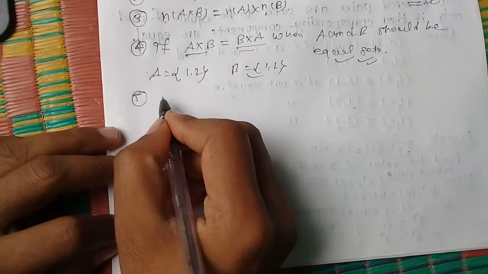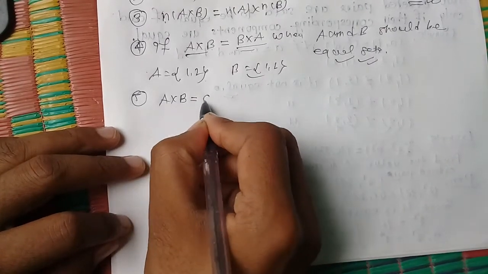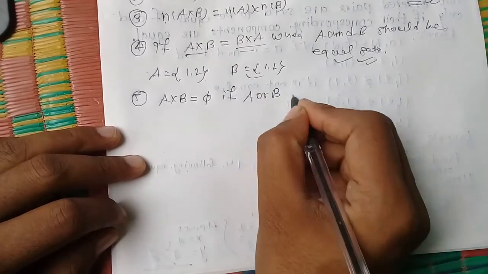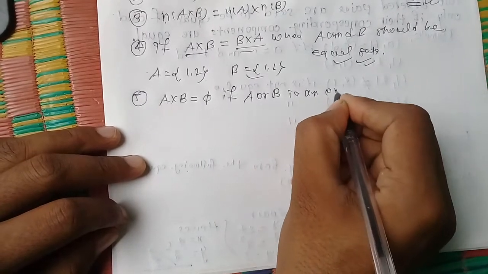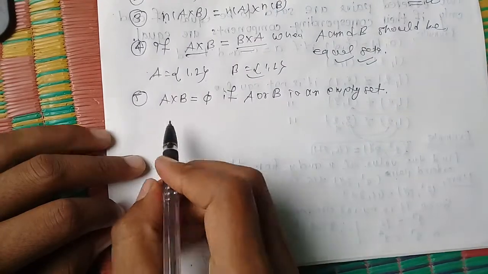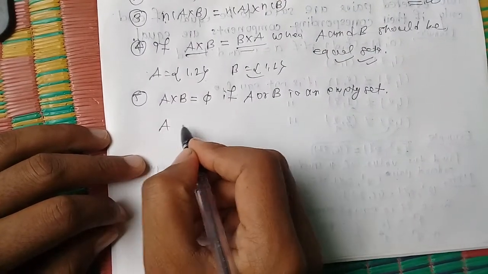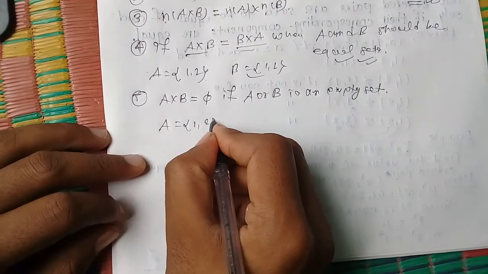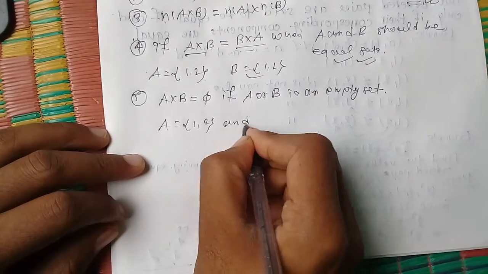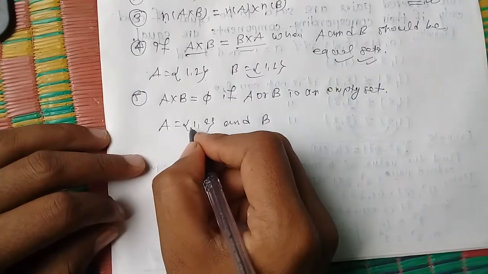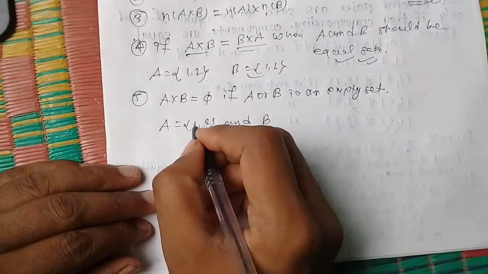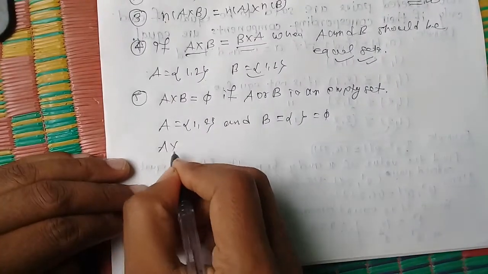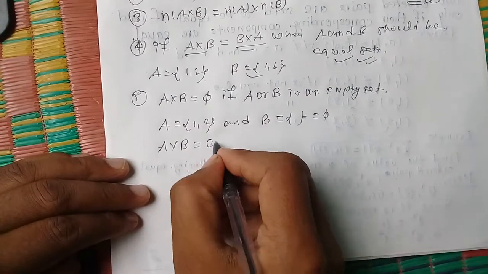Again, if A or B is an empty set, it means if either A or B is an empty set, then A Cartesian product B will be the empty set. For example, if A is 1, 2 and B is the empty set, then A Cartesian product B would be the empty set.